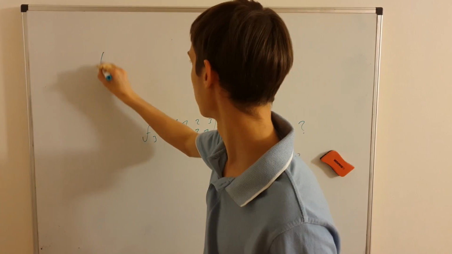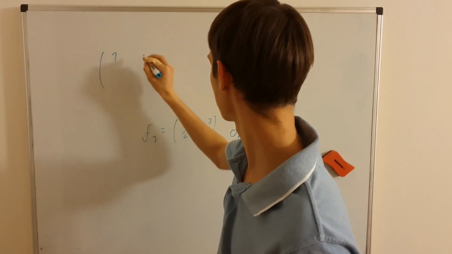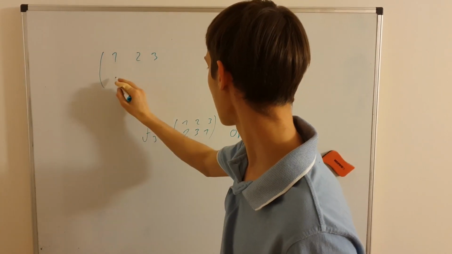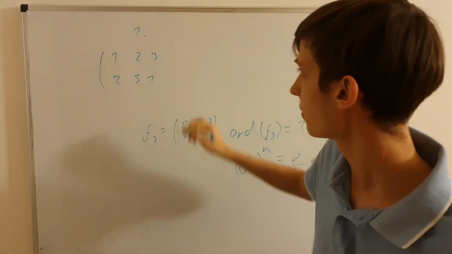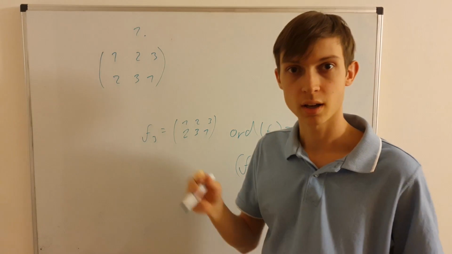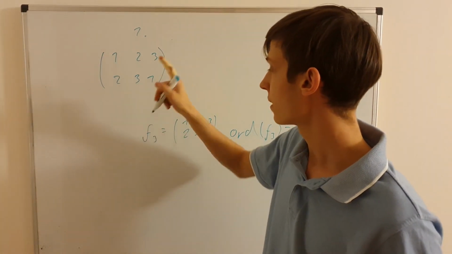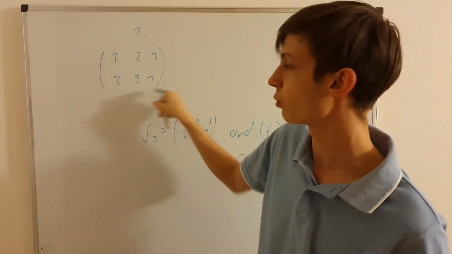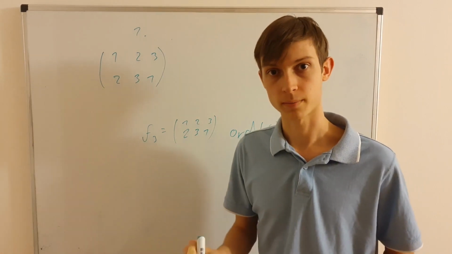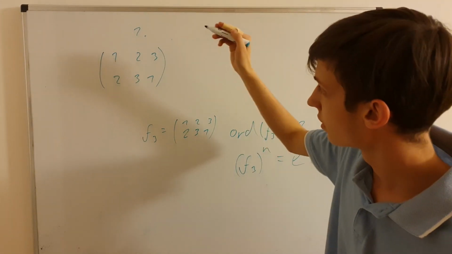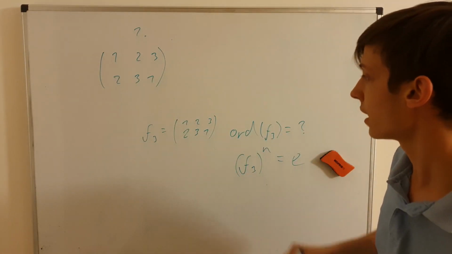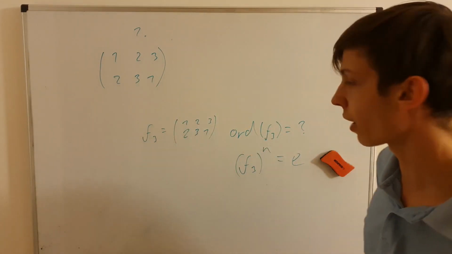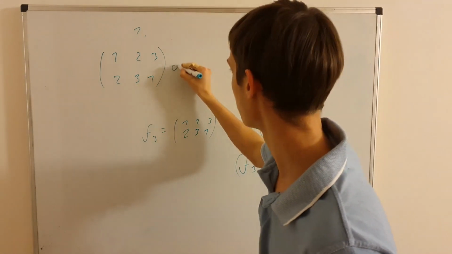Well, one can start by realizing that if we had chosen f1, which is 1, 2, 3 on top and 1, 2, 3 on the bottom, then it would have order 1. But because f3 is not the identity element, and is instead 1, 2, 3 on top and 2, 3, 1 on the bottom, we have to determine how many times it has to be put into operation with itself.